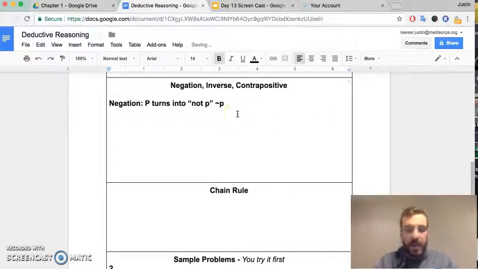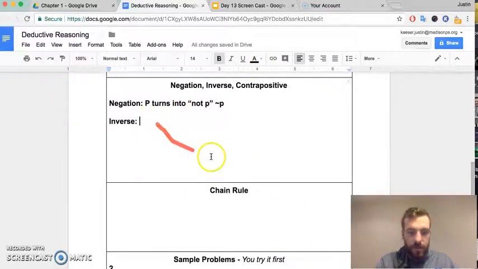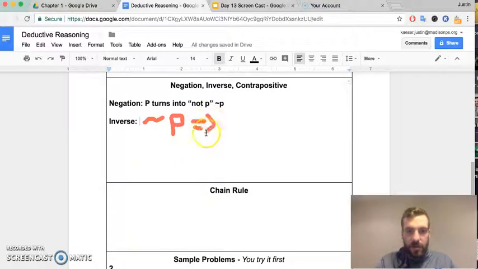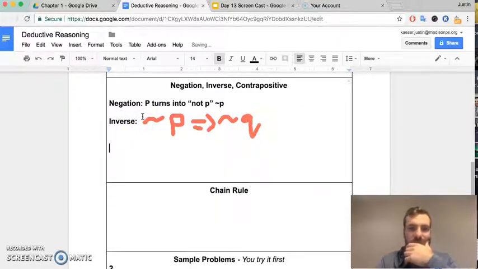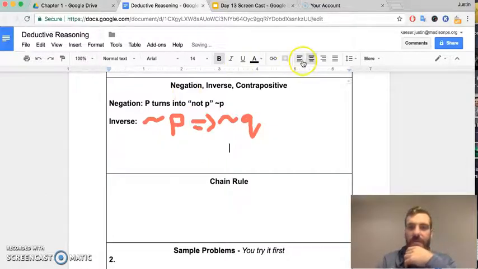All right, so the inverse. The inverse is when we have something like this: that squiggly line and P, and that goes to not Q. So we have not P leads to not Q.